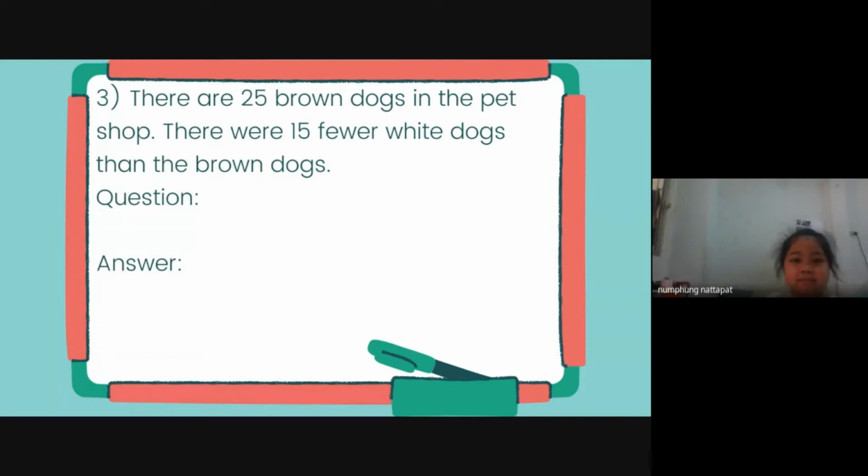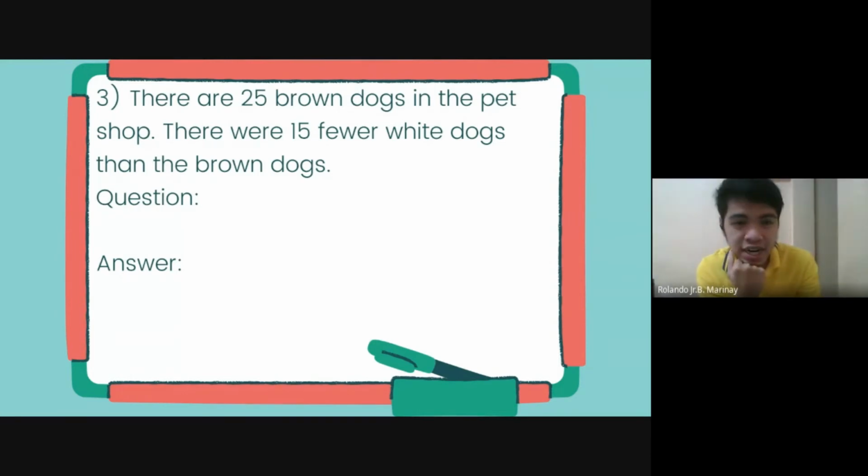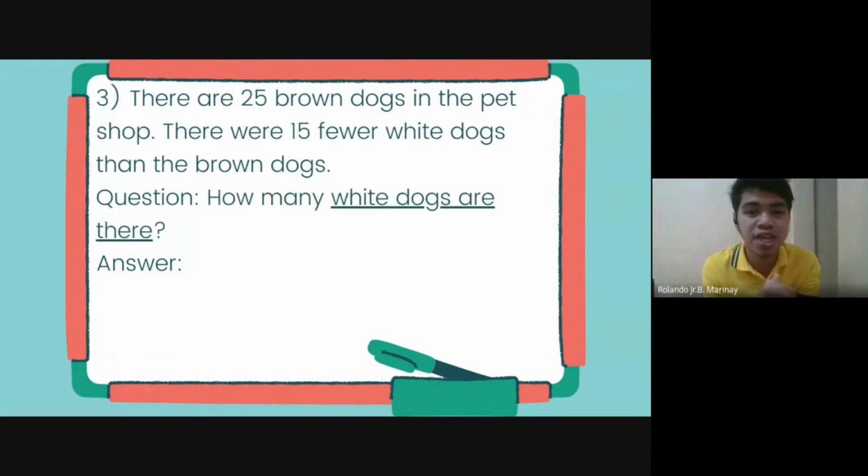There are 25 brown dogs in the pet shop. There were 15 fewer white dogs than the brown dogs. Okay, very good. So here there are 25 brown dogs and then there are 15 fewer white dogs. What we're going to do, of course, is make a question first, so we can write: how many white dogs are there? Since we already have the given that there are 25 brown dogs, but there are 15 fewer white dogs, that means that the white dogs are less than the brown dogs.